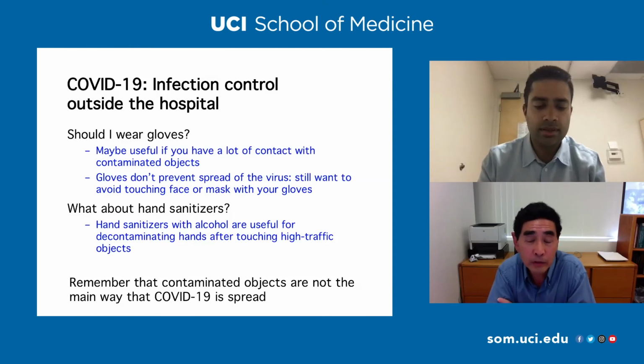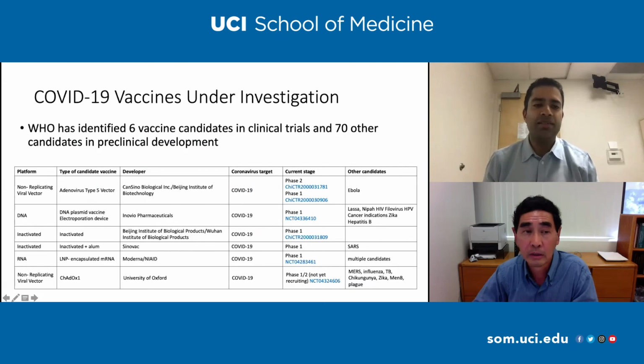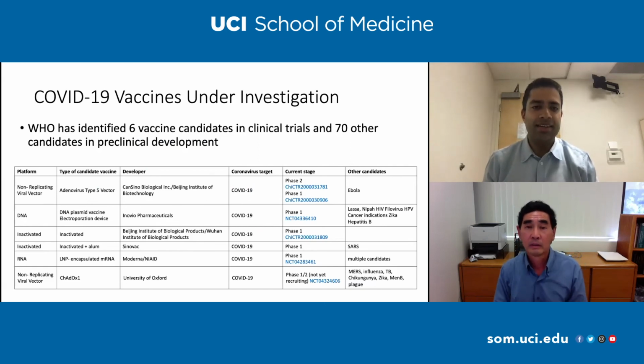What are your thoughts about the timeline for when we can have effective treatment and vaccine? And what are your thoughts about when and how we can open up the society and economy? Go ahead, Dr. Khan. So there are a lot of vaccines under investigation.